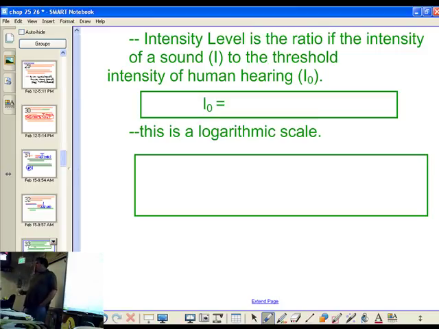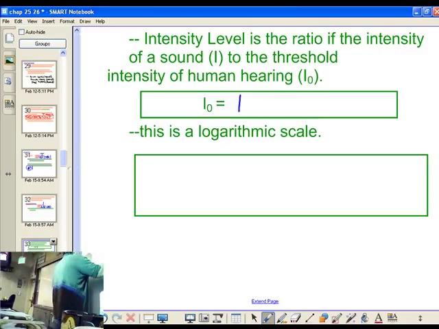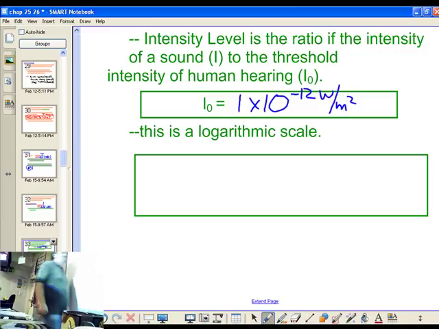In other words, the threshold of intensity of human hearing is that minimum amount of energy to make your hearing work. There is a minimum amount of energy needed to stimulate those little hairs in the cochlea to get them to send a signal to your brain. And the threshold of human hearing is 1 times 10 to the minus 12 watts per meter squared.